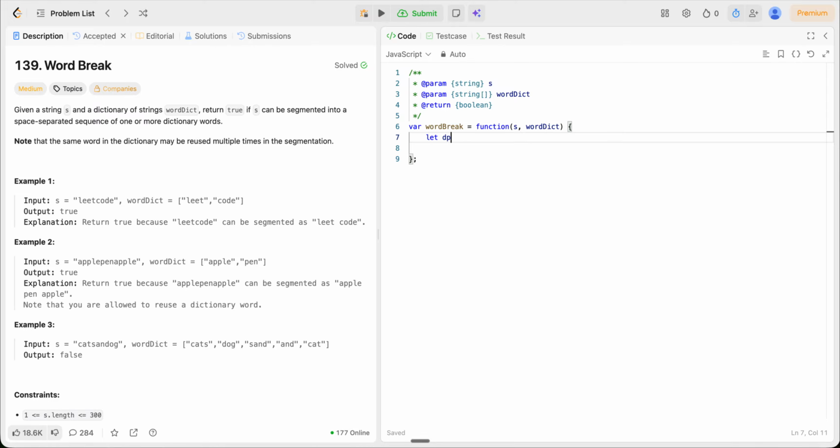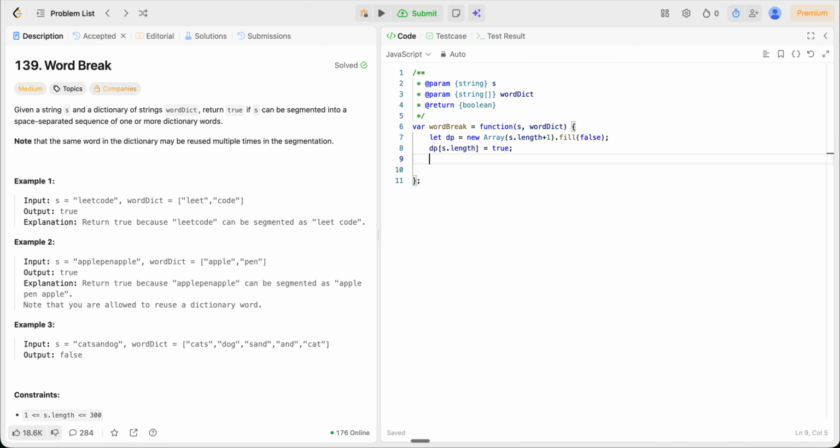So we are going to initially declare our dp array of length plus 1, as we discussed, and we are going to mark all of them false initially, and dp of the last index would be marked as true because that is going to be an empty string. Then we are going to iterate from the end, and also we are going to iterate over all the words.